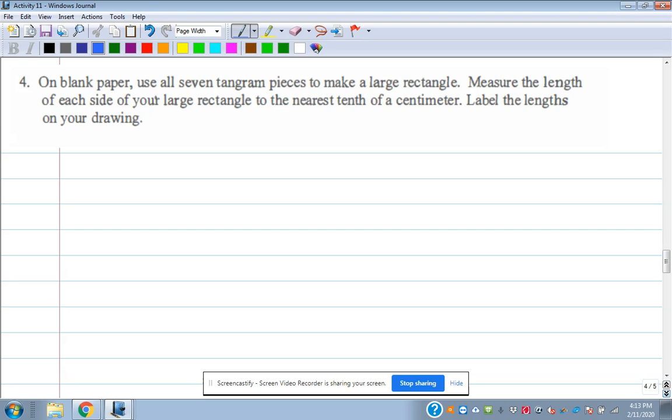I'll kind of explode mine a little bit so you can see in between the shapes. You see the gap between them there? And put enough gap there. Just the rectangle. Yeah, just push it close together and then trace that rectangle that it creates. And you're going to measure the sides of that.